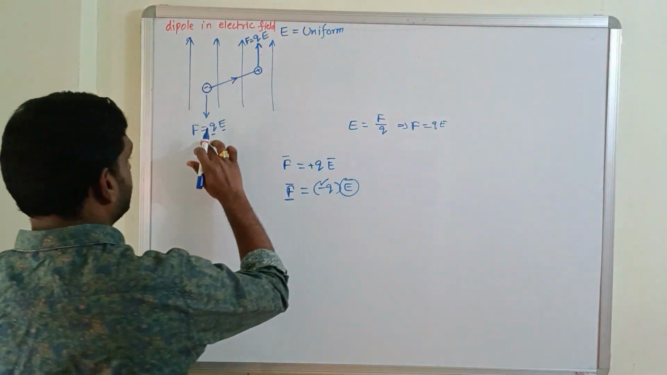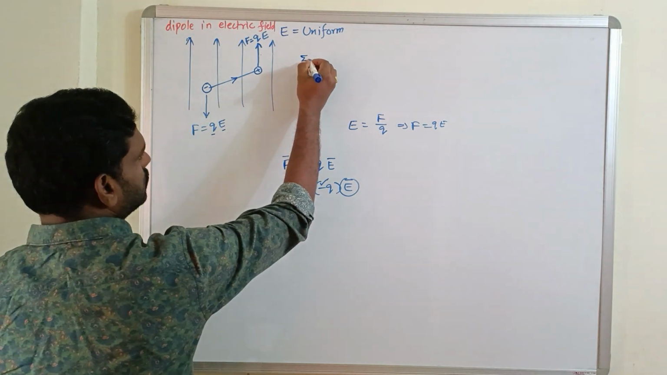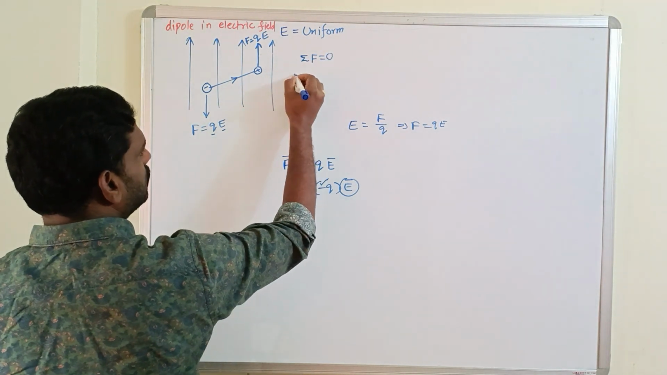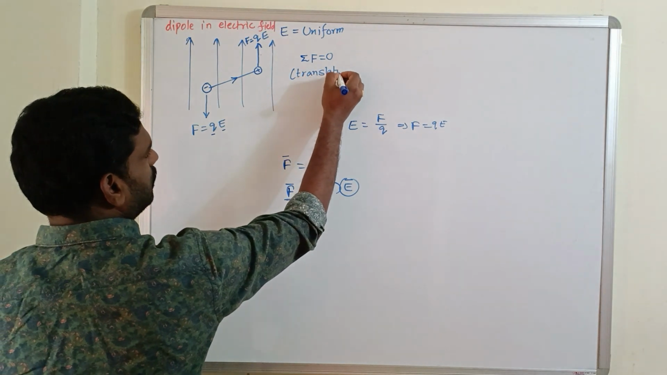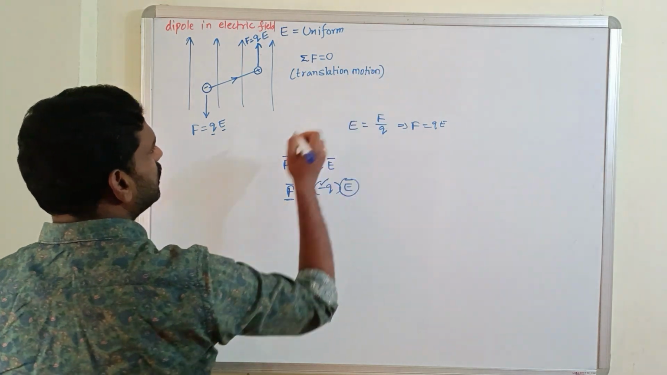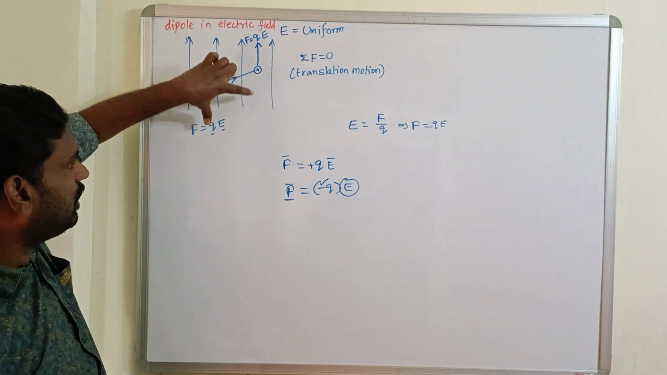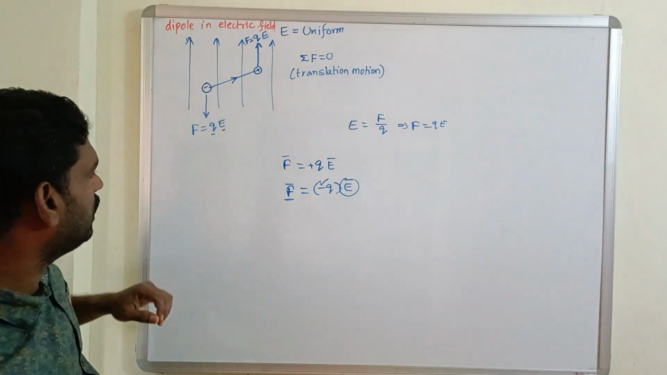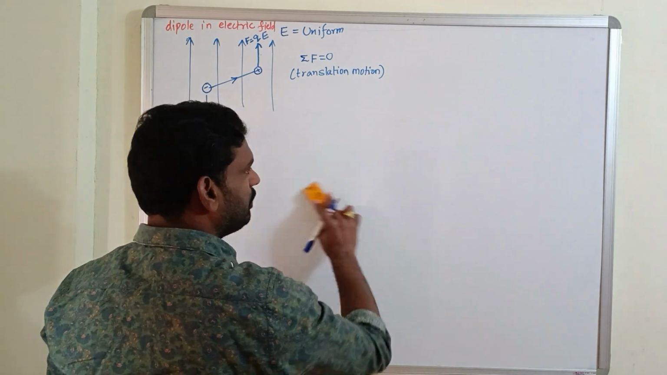These two forces are equal and opposite, so the net force is equal to zero. If the net force is zero, there is no translational motion. The dipole will not move backward or forward. Next, there is another possibility.